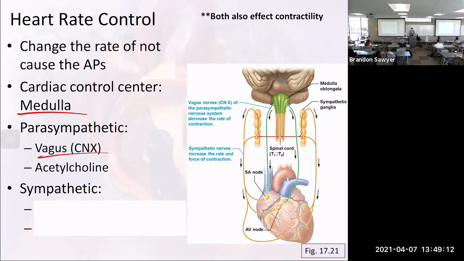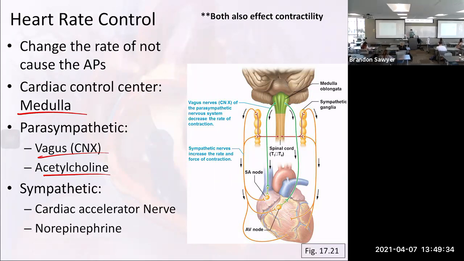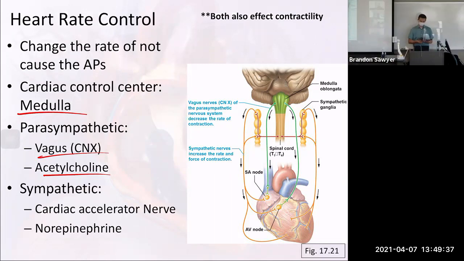Okay, and the neurotransmitter that it's going to release is called acetylcholine, same as the one in skeletal muscle, right? And then on the sympathetic side, we've got the cardiac accelerator nerve. It really splits into multiple nerves. Okay, and then the neurotransmitter there is norepinephrine. Okay, so both of these don't only affect heart rate, but they also affect how forcefully the heart contracts, which is called contractility.